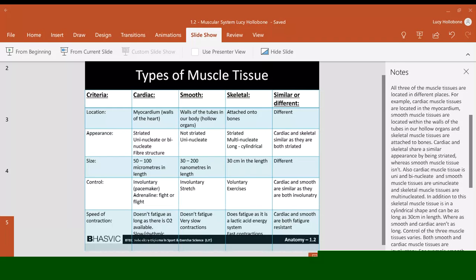There are three types of muscle tissues. All three of the muscle tissues are located in different places. For example, cardiac muscle tissues are located in the myocardium, smooth muscle tissues are located within the walls of the tubes in our hollow organs, and skeletal muscle tissues are attached to bones.